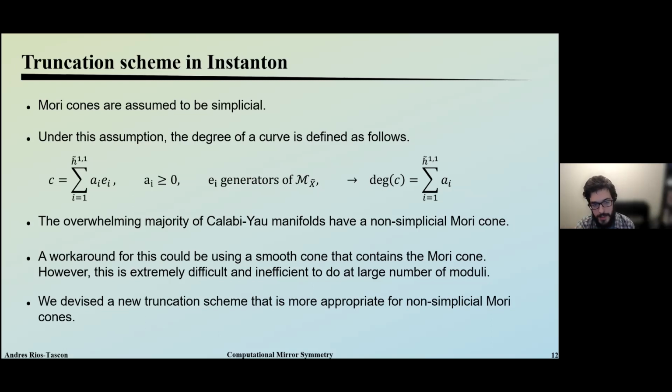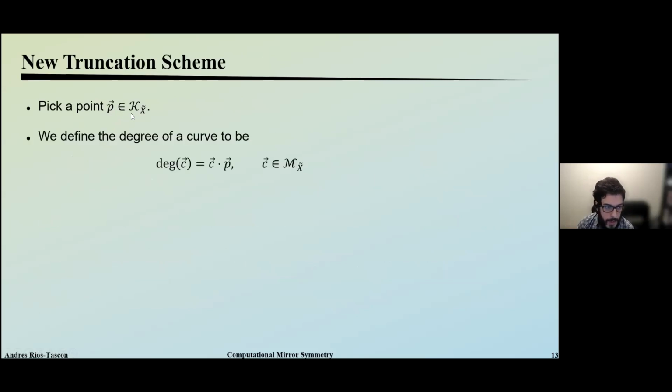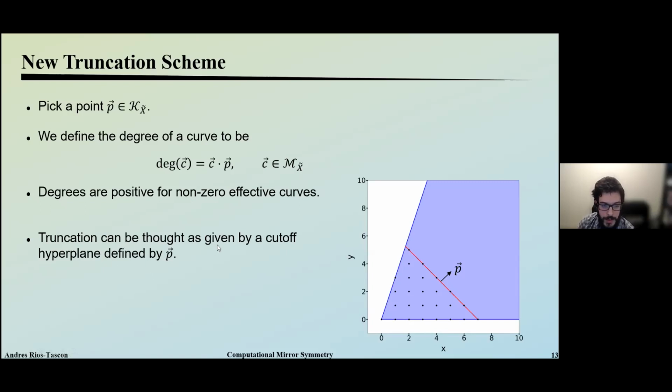So what we did is devise a new truncation scheme that is more appropriate for non-simplicial cones. We pick a point P in the Kähler cone, and then we define the degree of a curve to be just the dot product with this vector. Since the point P is in the Kähler cone, the degrees are strictly positive for non-zero effective curves. Now we can think of the truncation as being given by a hyperplane defined by this P vector, as in this figure on the right. This can be done even for a large number of moduli and for non-simplicial Mori cones, so it's quite general.